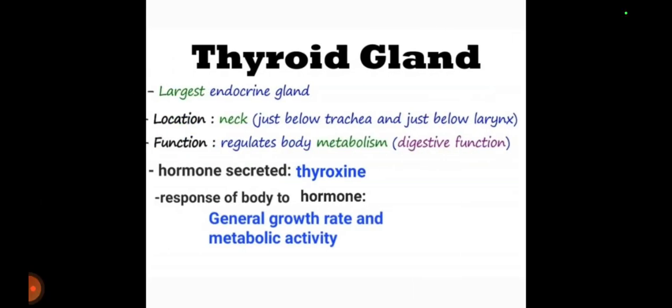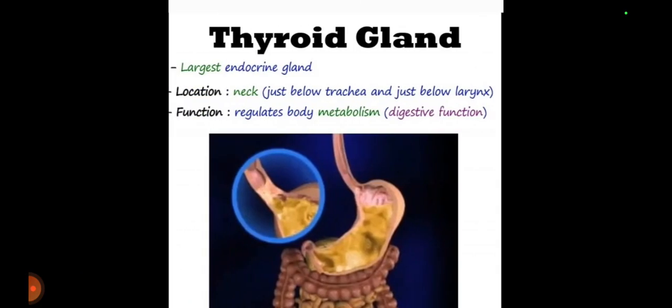The thyroid gland regulates body metabolism, or we can say digestive functions. As every gland is secreting some hormone, the thyroid gland is also releasing a hormone called thyroxine. And when a hormone is released, our body gives a response to it. The response is general growth rate and metabolic activity. As you can see, the function of the thyroid gland is that it regulates body metabolism.